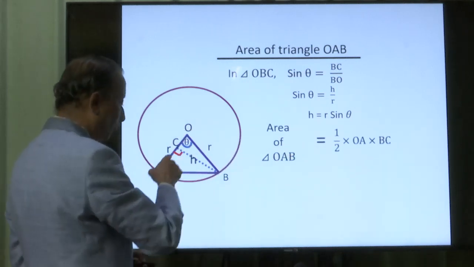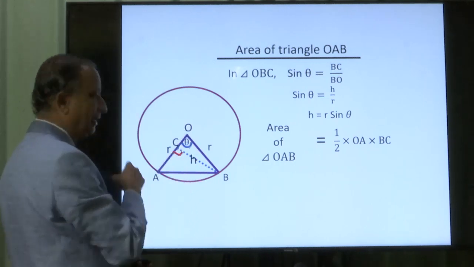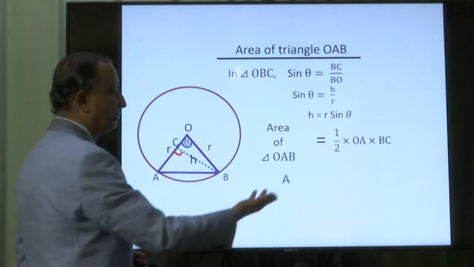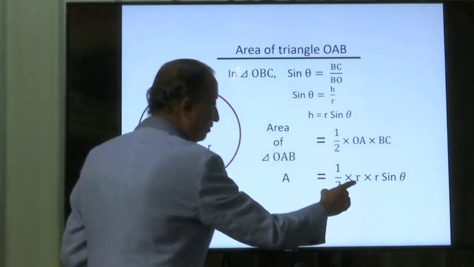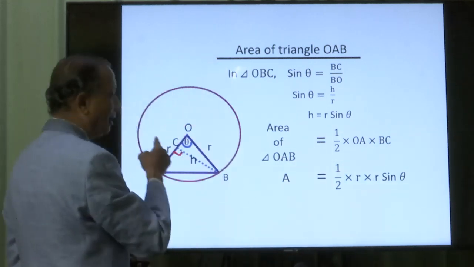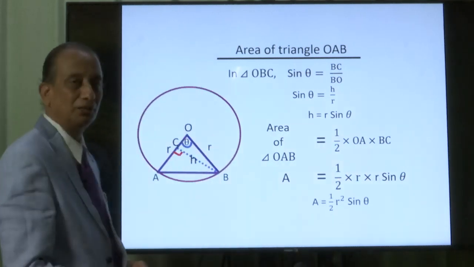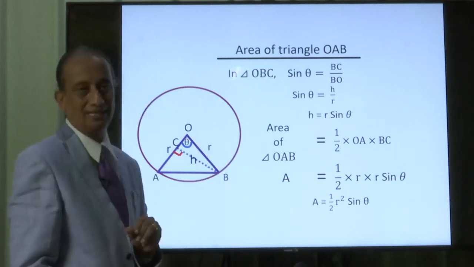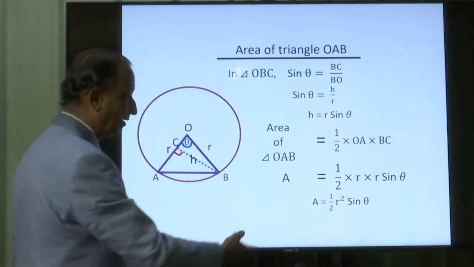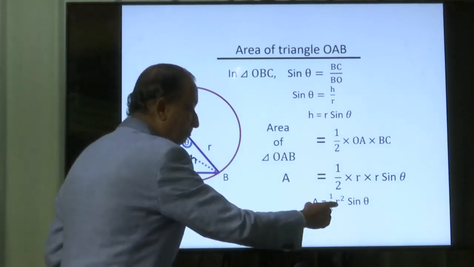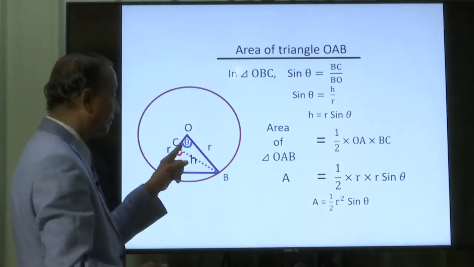So half into OA. You can make any one side as the base, but we are trying to make this side as the base and finding the area. So area is equal to half into base length, which is the radius R, into BC, the height we have found out as R sin theta. On simplification you get half R square sin theta. So using this formula you can find out the area of a triangle. The area of the triangle is expressed in terms of radius and the sine of the angle subtended at the center.